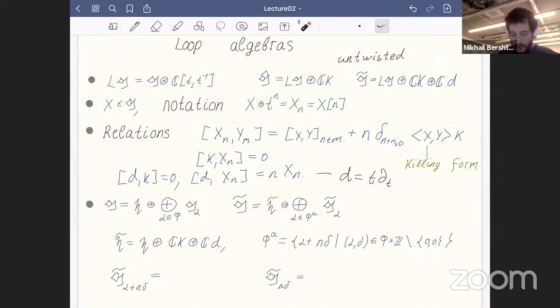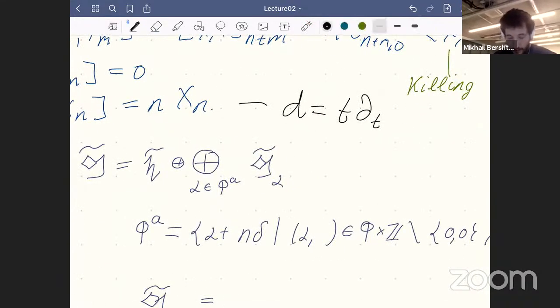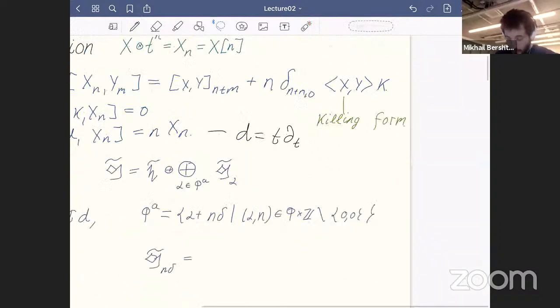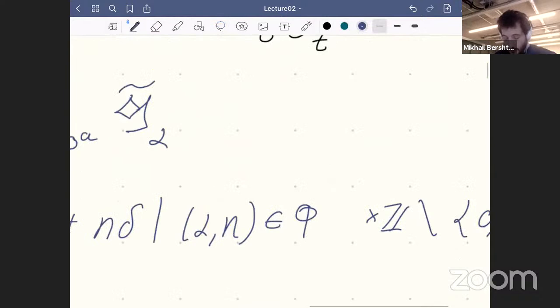What are the subspaces? H tilde and G tilde alpha. H tilde is the Cartan part of the original algebra, where I add a central element and differentiation. If I want to write the corresponding decomposition of G hat, then instead of H tilde I will have H hat, and it will be given by this formula. And for the loop algebra there will also be a similar decomposition. And this affine root system is the following. It is the set of elements alpha plus n delta, where alpha is an element of the root system, but it could be a root or 0.